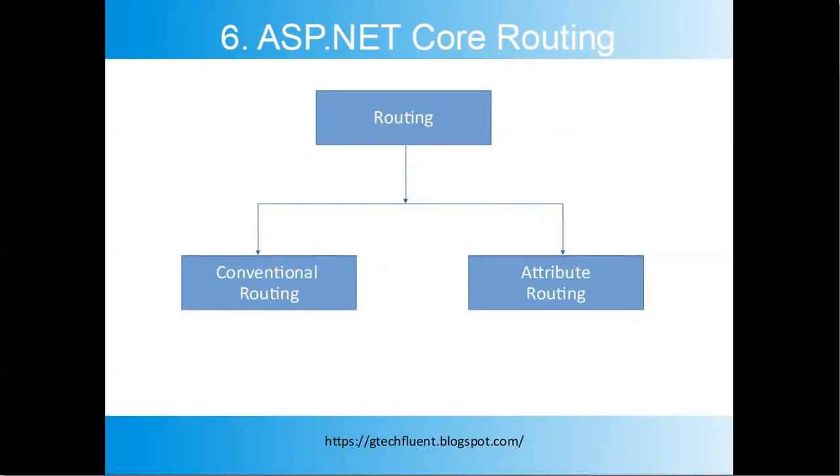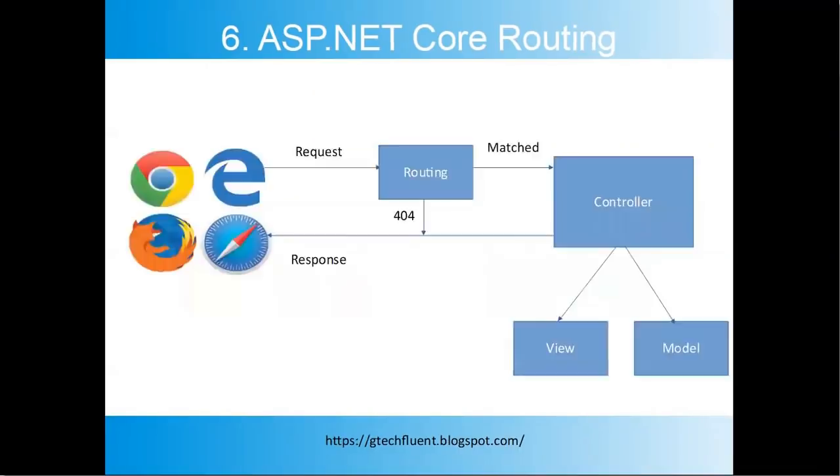Attribute-based routing is determined based on the attributes that you set on your controllers and methods. In this video, we will discuss conventional-based routing. We will be covering attribute-based routing and endpoint routing, which was introduced in ASP.NET Core 2.2 and above versions, in our upcoming videos. So let's check how routing works.